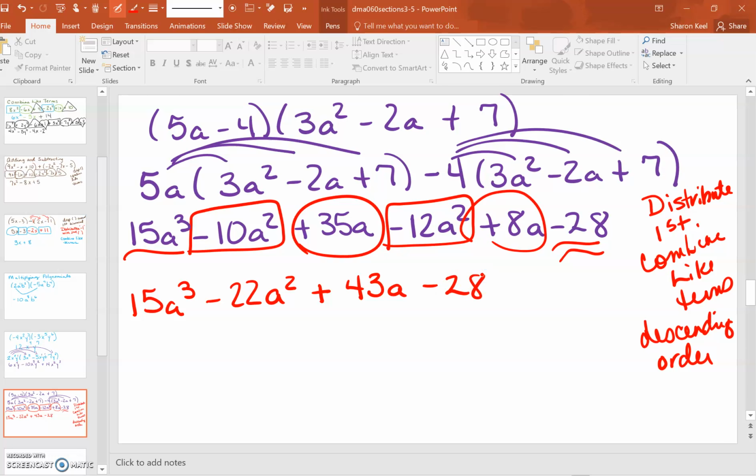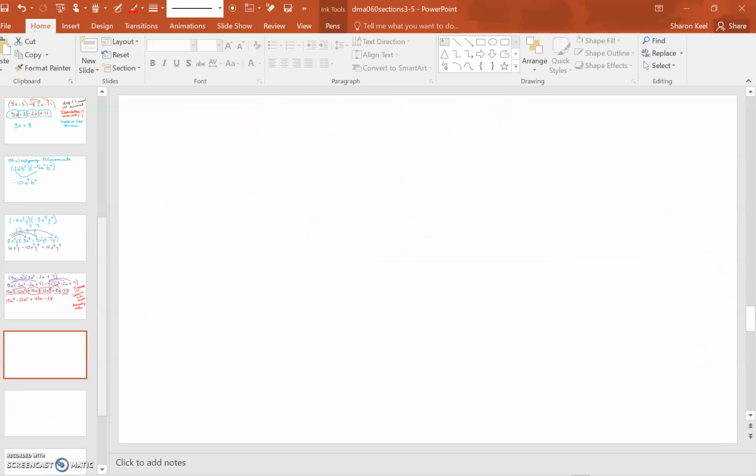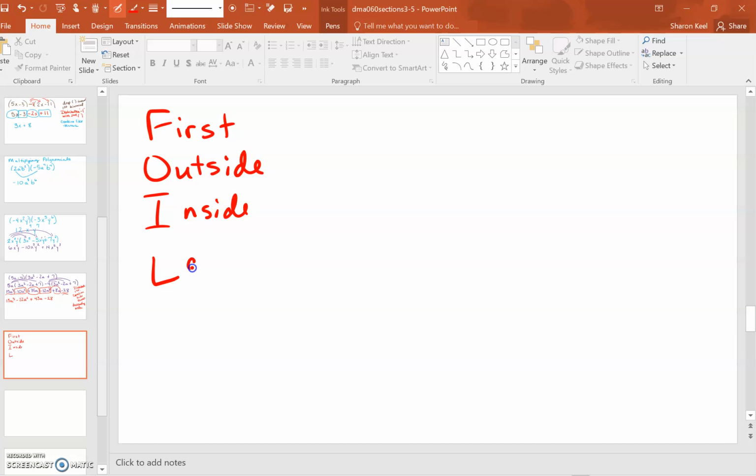Okay? The very last thing I want to show you is how to, I'm going to use a special term here. It's called how to FOIL. F-O-I-L. First, outside, inside, and last. This is used when we have two binomials.